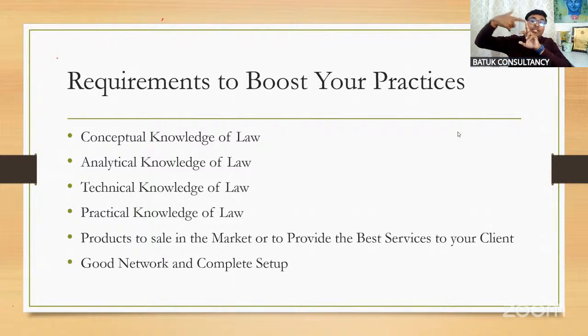There is a requirement of conceptual knowledge, analytical knowledge, technical knowledge, practical knowledge, and certain products and tools which should be based on GST. I am merely doing GST practice, not income tax, not company law, nothing else, only GST practice. So these are the things which we can introduce in our field and see the growth.